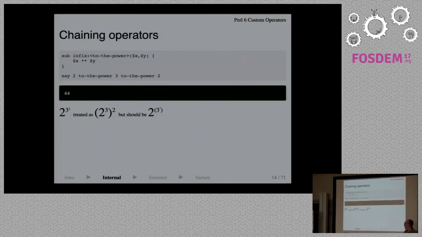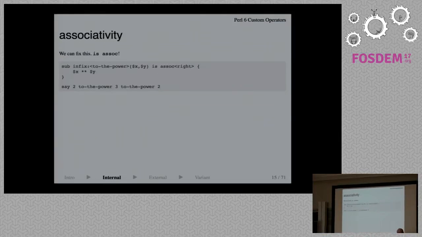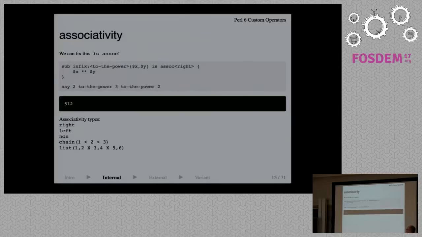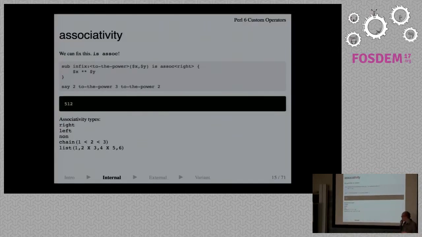But what's happening here is we have 2 to the 3 to the 2, and it's 2 to the 3 to the 2. But really it should be this way. If we're mathematicians, it should be 2 to the 3 squared. So in this case, what is it that we want to change? The associativity. So luckily, you can change the associativity of your operators too. Okay, so if it's right associative, then you say is assoc right. And now 2 to the 3 to the 2 is 512. Yes. Okay. Other associativities, you have right associativity, left associativity, non-associative, which will throw an error.